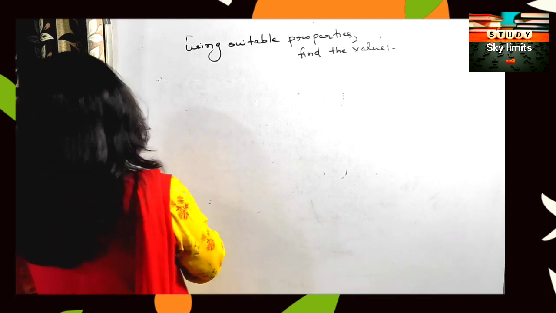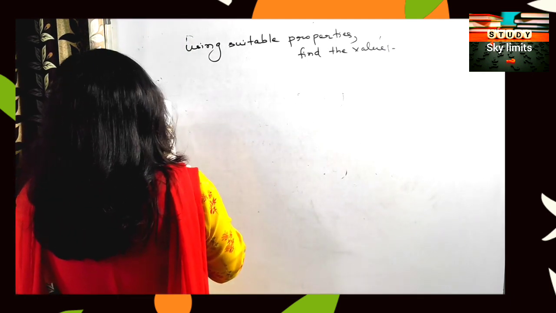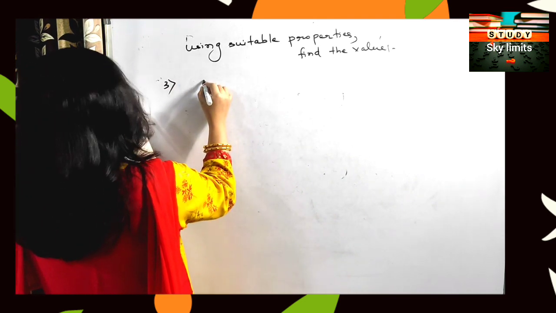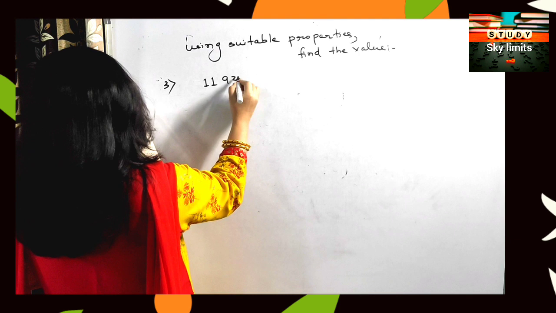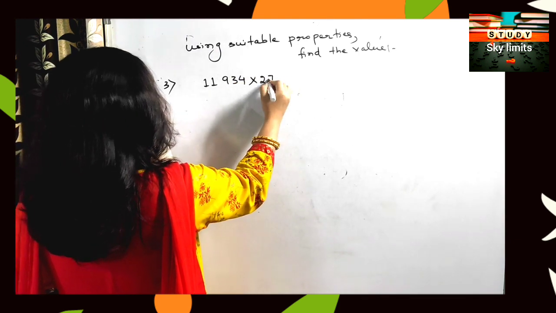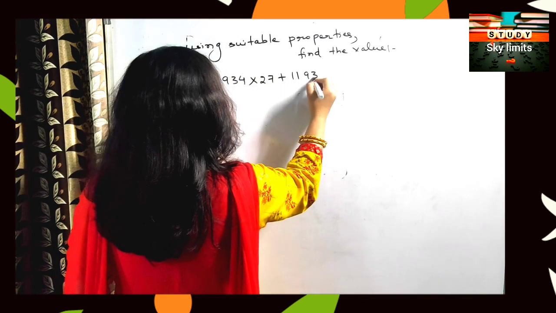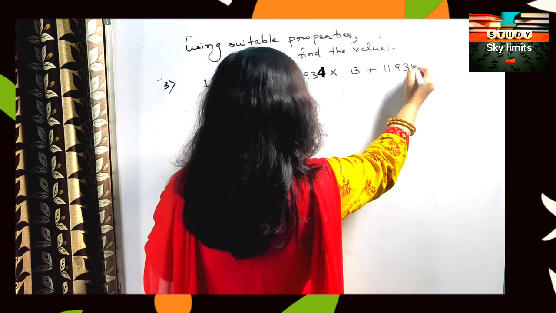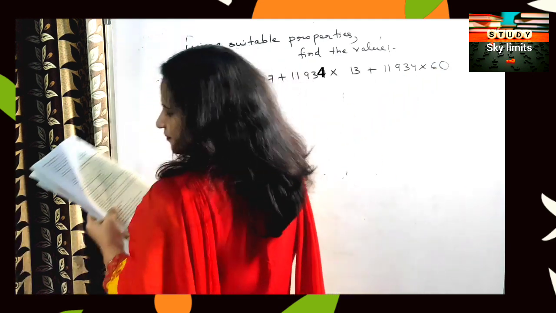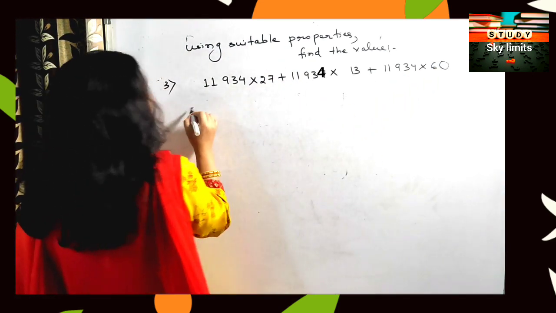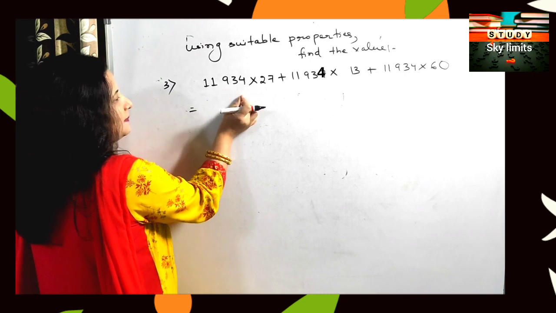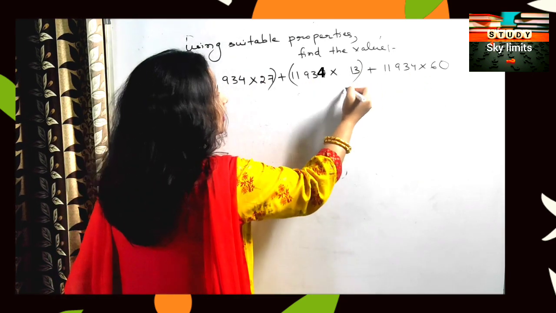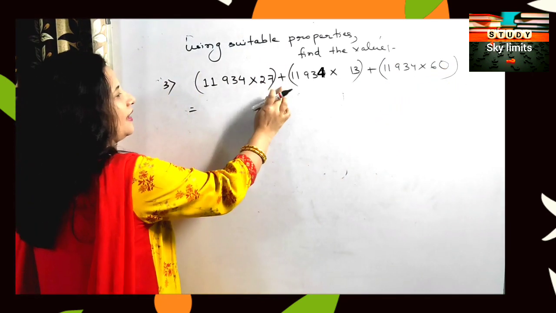Okay, what number shall we take? So I think the idea is getting quite clear with everyone. Let us take one more number basing on this. 11,934 multiplied to 27 plus 11,934 multiplied to 13 plus 11,934 multiplied to 60. Okay. So now, once again the same thing. So these three are multiplied. Let us put a bracket for your convenience. It is better to put a bracket here and all are added together.